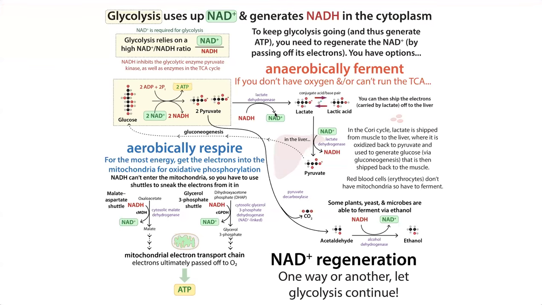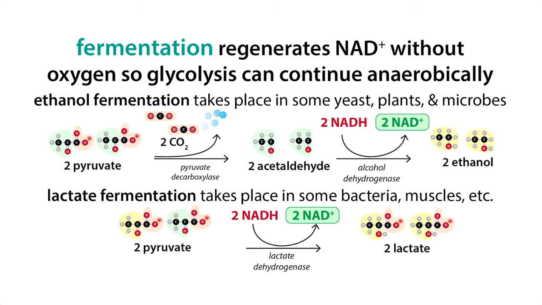In our bodies, we do lactate fermentation, and we'll get a lot more into this process. There are also organisms that do alcohol fermentation and that are actually able to make ethanol from that pyruvate they generate from glycolysis. And in that process, they're going to regenerate the NAD plus in order to keep glycolysis going.